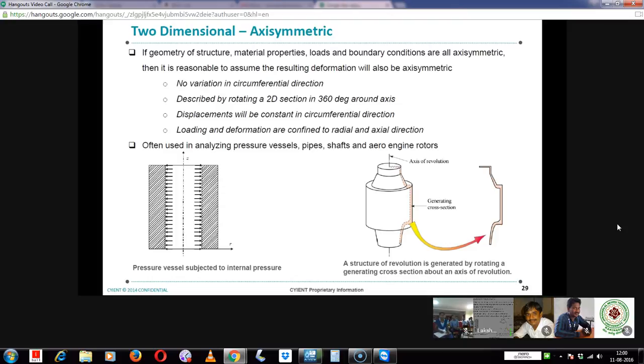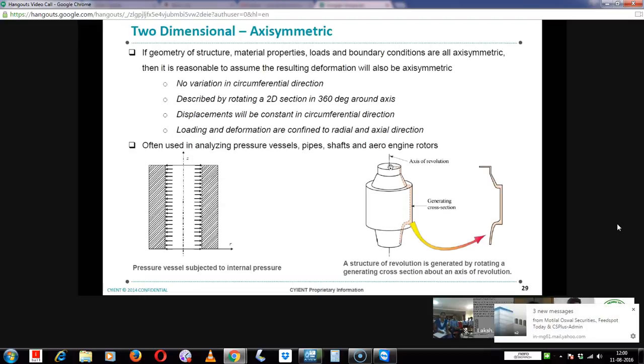One of the other important things in the axisymmetric assumptions is that there won't be any variation in the circumferential direction. That means if you take any cross section, the stresses will be uniform. If at theta equals zero the cross section has some stress, then theta equals 30 degrees will also have the same stress. It is described by rotating a 2D cross section 360 degrees around an axis. This is the axis of revolution.